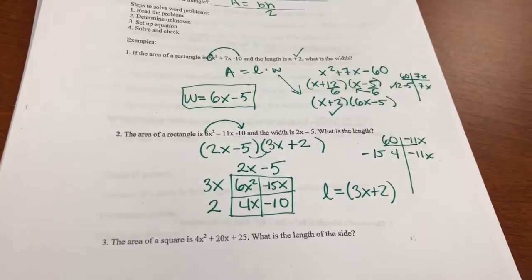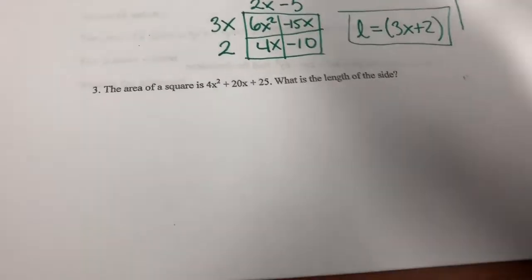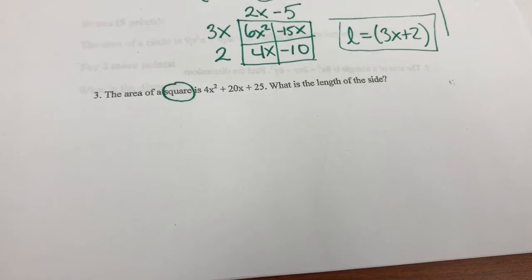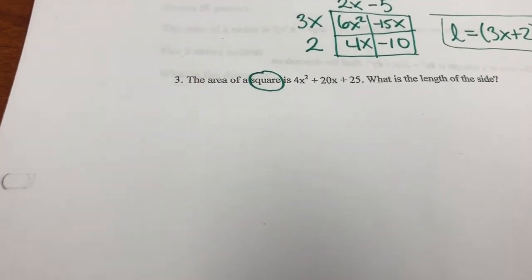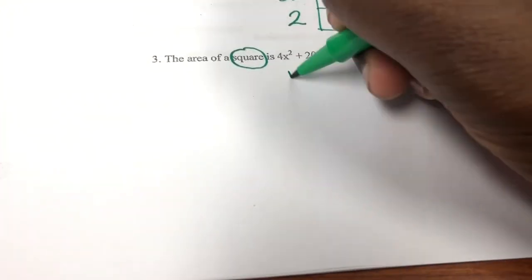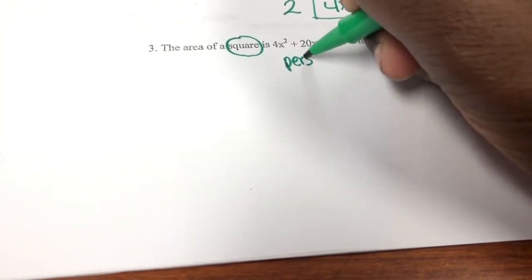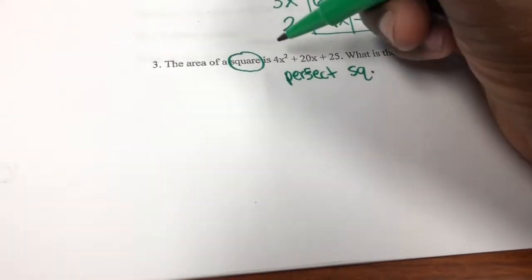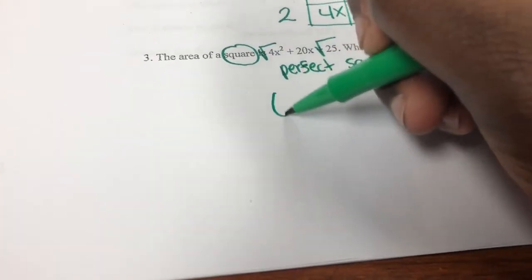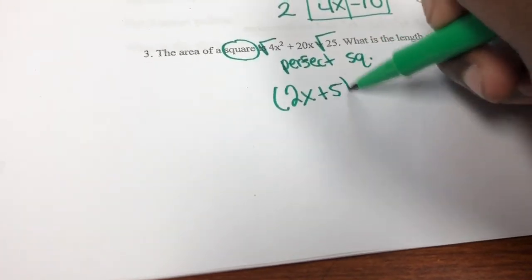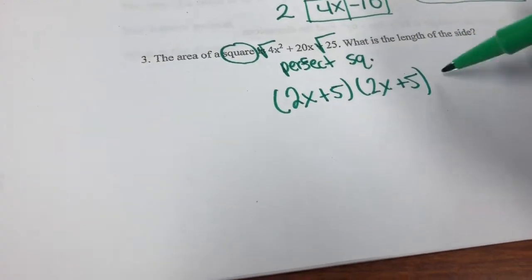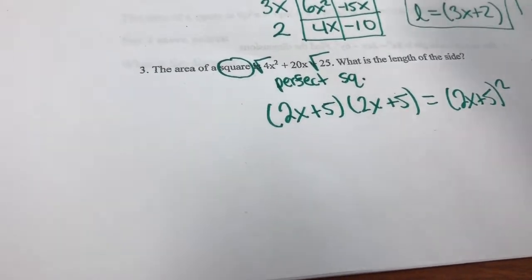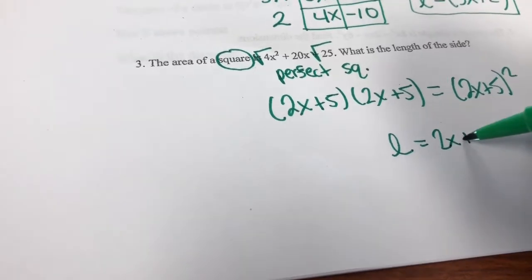And I'm gonna pause the video and create a second one so it's not too long. All right, now we have a square. What do we know about a square, guys? We know that all sides are going to be equal. They're gonna be the same, so that means this is a perfect square. Remember we talked about perfect square trinomials yesterday. So remember, for perfect square trinomials, all you have to do is take the square root of the first and the last term. So that means 2x plus 5 and 2x plus 5, or some of you might write it as 2x plus 5 squared. So when it says what is the length of the side, 2x plus 5.